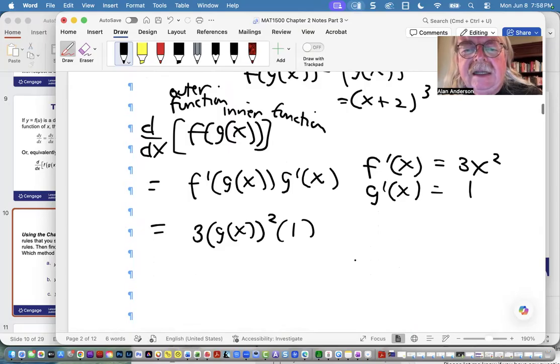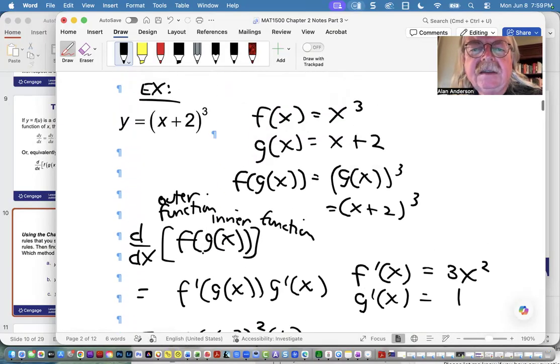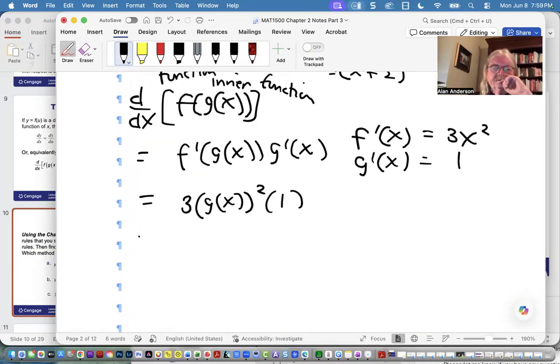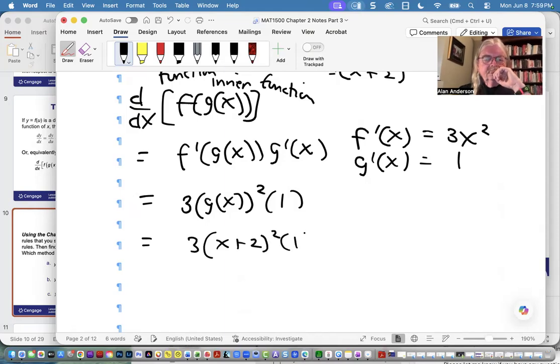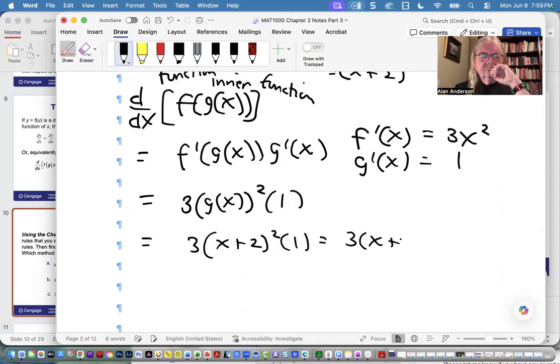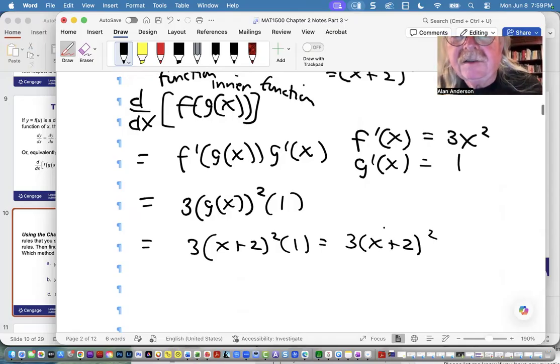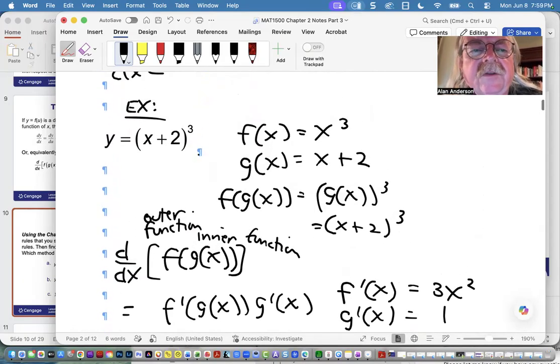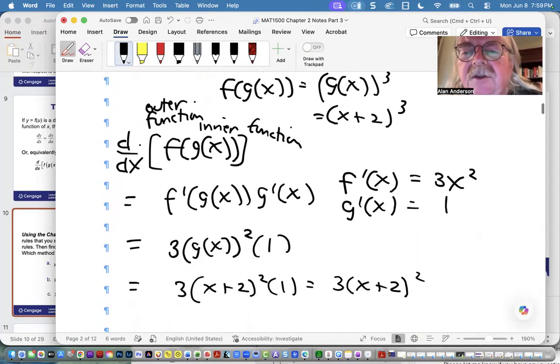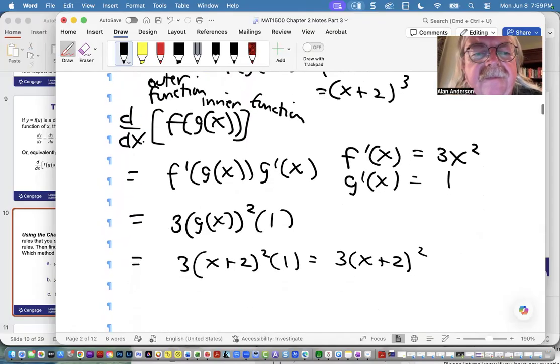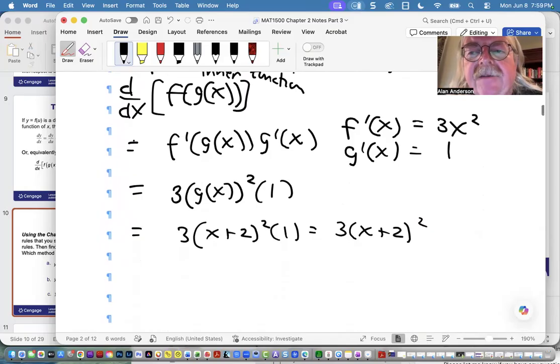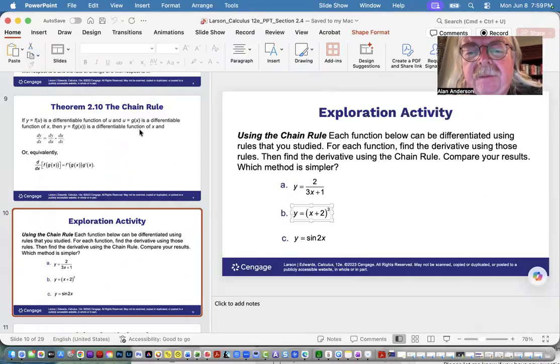Okay, and then we replace the g of x with its definition, x plus 2. And that's the final answer. So the derivative of the original function y equals x plus 2 cubed is 3 times x plus 2 squared. Okay. Now, this is the kind of thing we're going to need a ton of practice with, and we'll get it. Don't you worry. But in a nutshell, that's what it's all about.